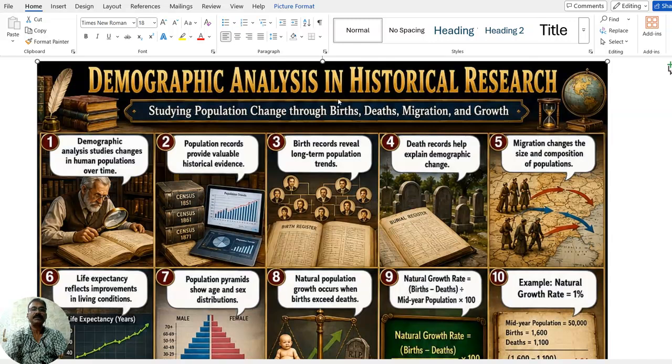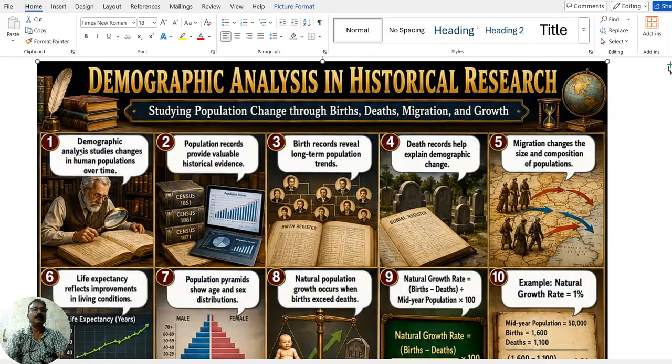The use of statistics in historical research. So this part is visible demographic analysis in historical research, studying population change through births, deaths, migration, and growth. So first I explain the figure with respect to this figure. Later on I will explain in detail.